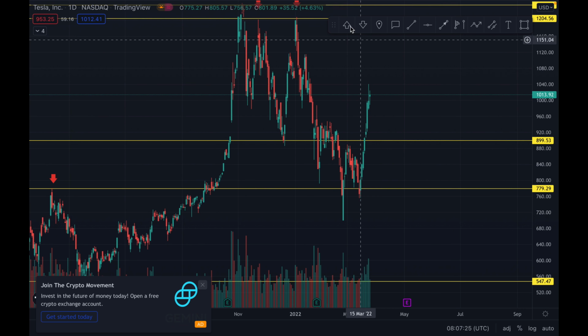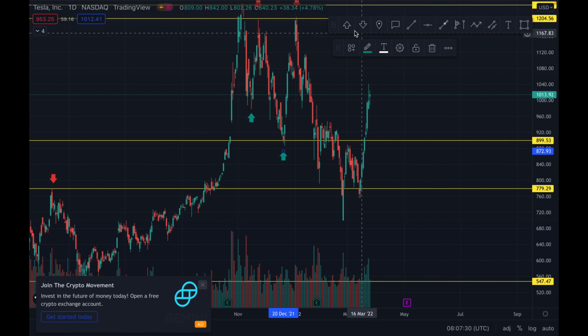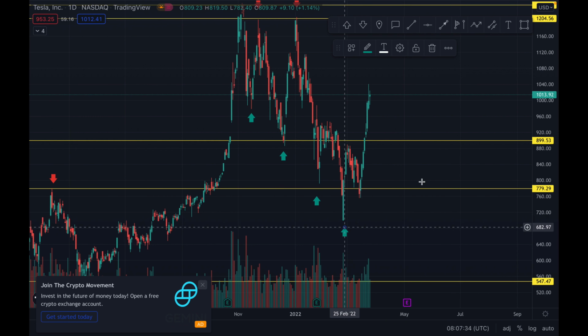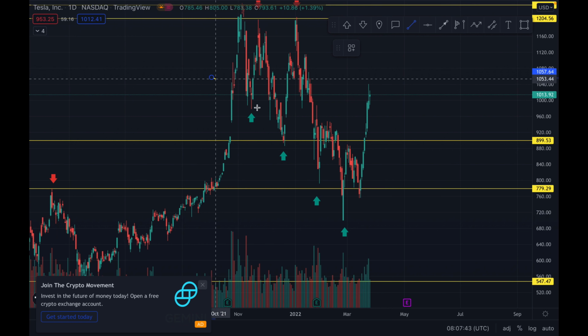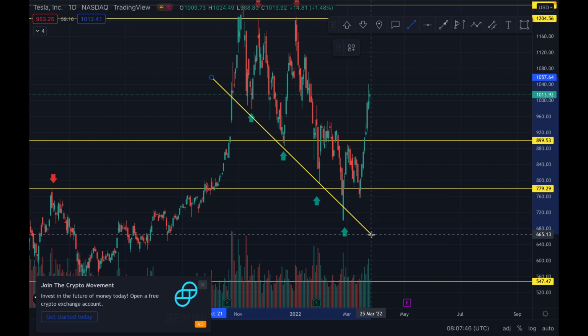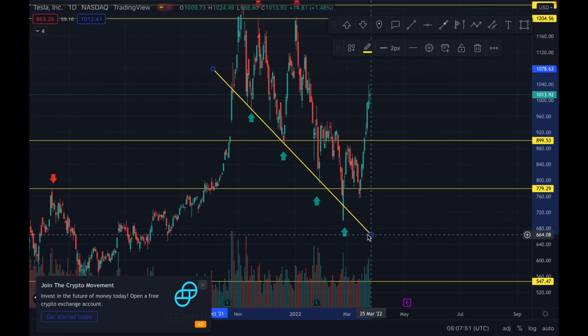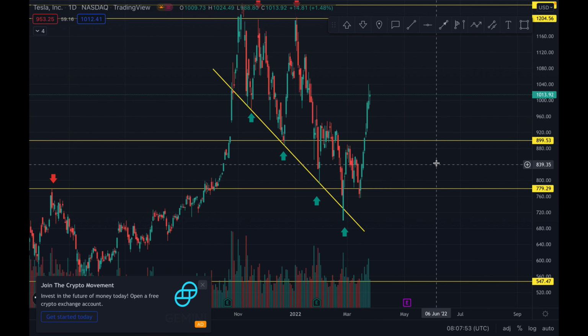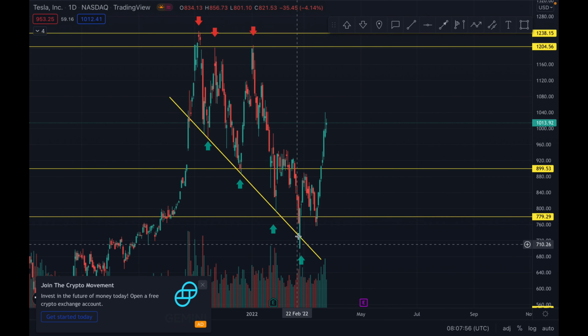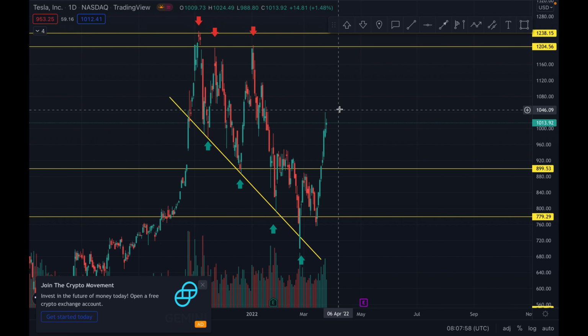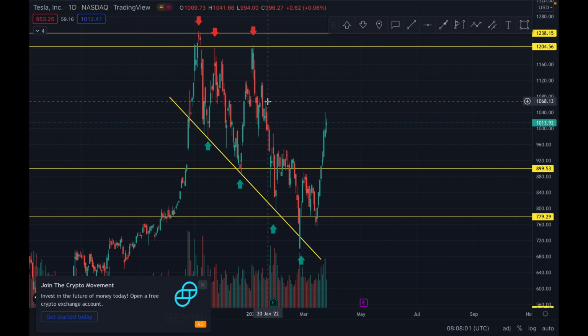What we can see, there is a support here, support here, support here, and support here. If you draw a line, you can see that it fits nicely, there is some line of support. So that is one. After that you can draw another one, then it will form some kind of channel.